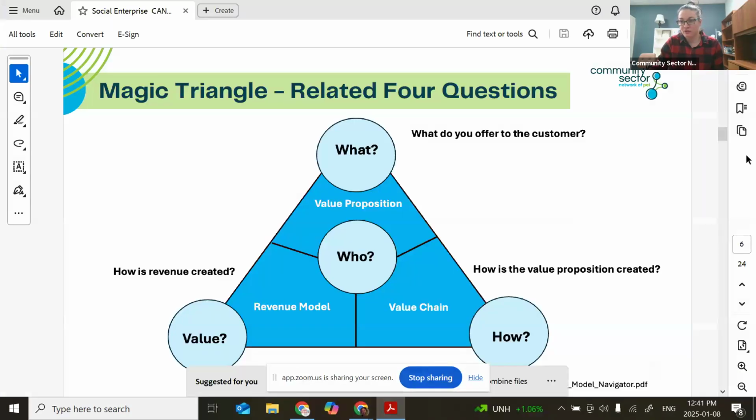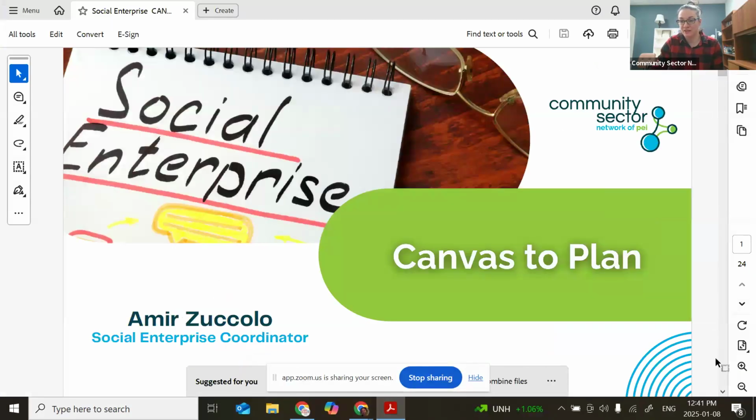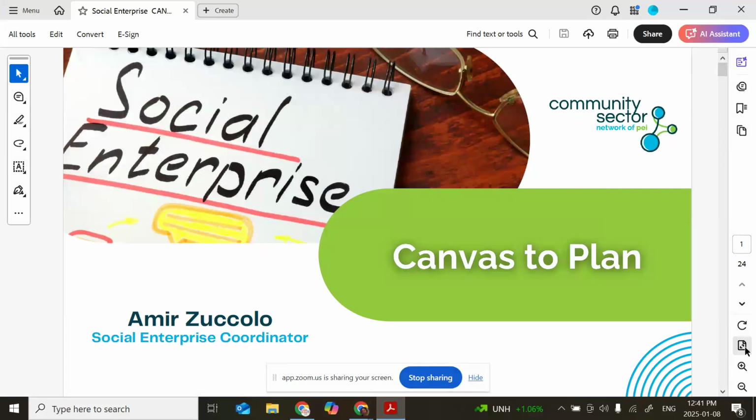And share my screen. So can everybody see my screen? Yes, we can see that.